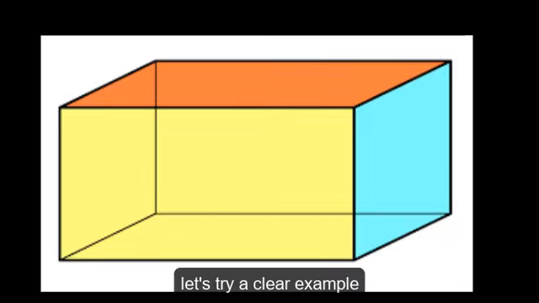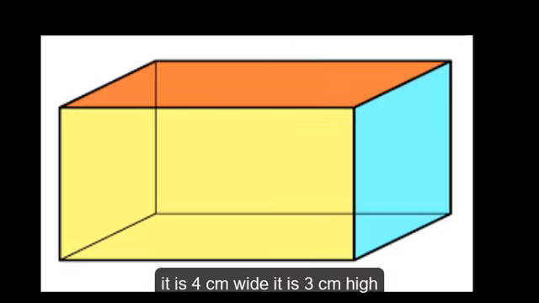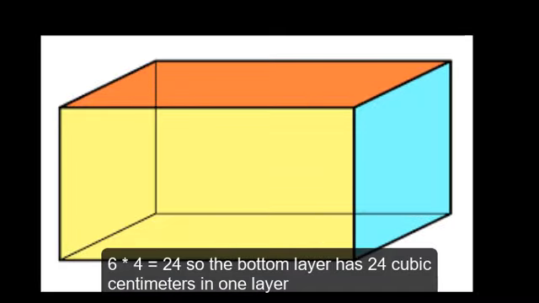Let's try a clear example. Imagine a small box. It is 6 centimeters long. It is 4 centimeters wide. It is 3 centimeters high. First, find the bottom layer. 6 times 4 equals 24. So the bottom layer has 24 cubic centimeters in one layer.